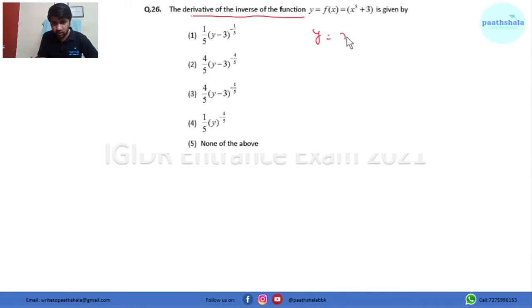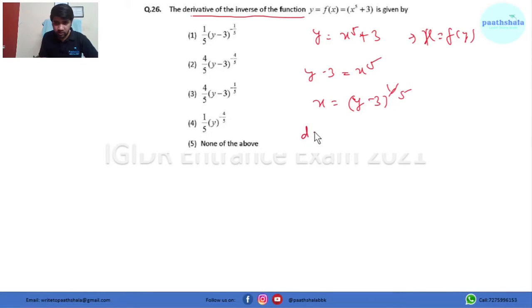Here it is y equals x to the power 5 plus 3. Now let's transform it into the form x equals f of y. So this will come out to be y minus 3 equals x to the power 5. Okay, so x will come out to be (y minus 3) to the whole power 1 by 5.